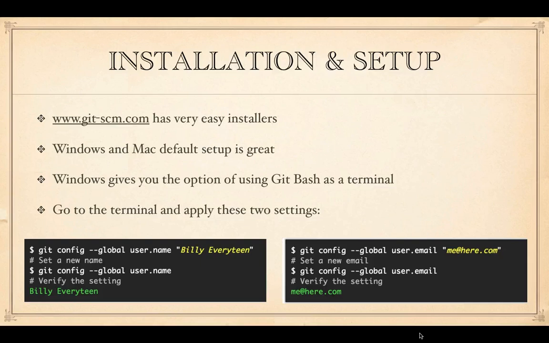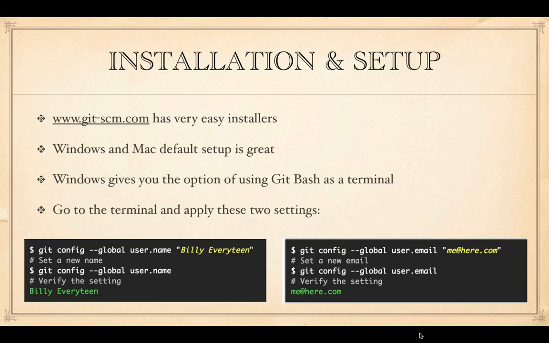The website for Git is www.git-scm.com. It has very easy installers. I've installed both on Windows and Mac, and the default setup worked fine for me. Windows gives you an option of using Git Bash as a terminal. That's the one thing on Windows. Mac has a terminal built in. You'll need a better alternative on Windows, and Git Bash is one of those options.